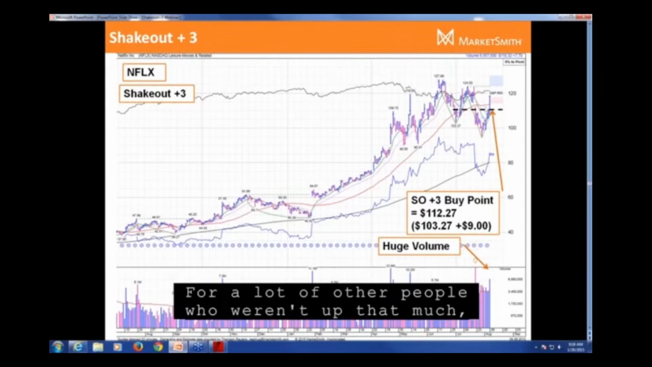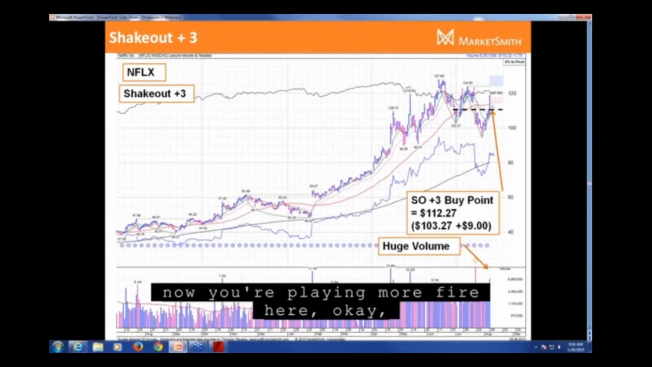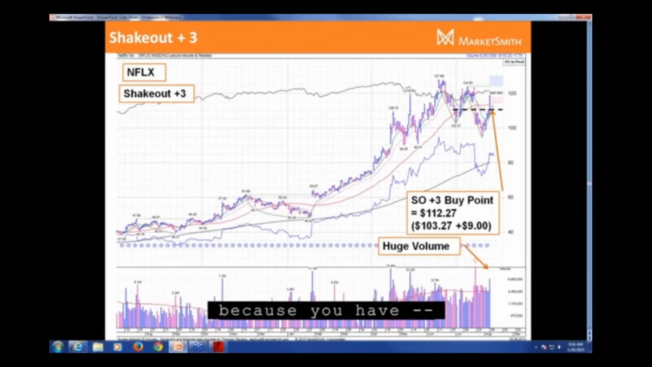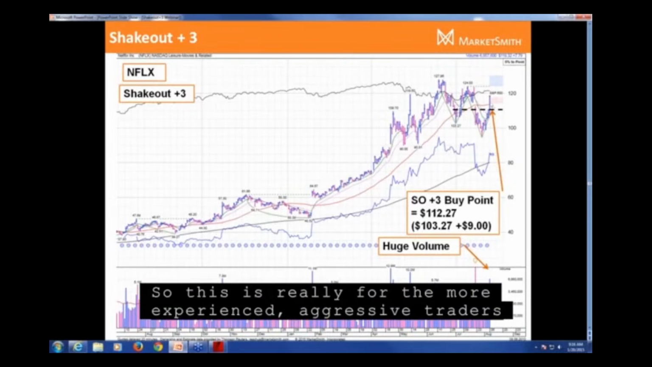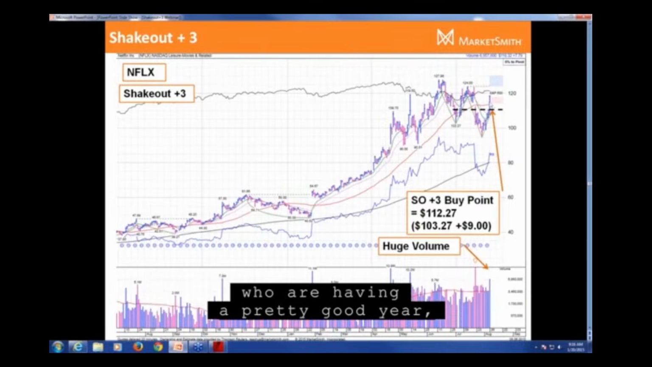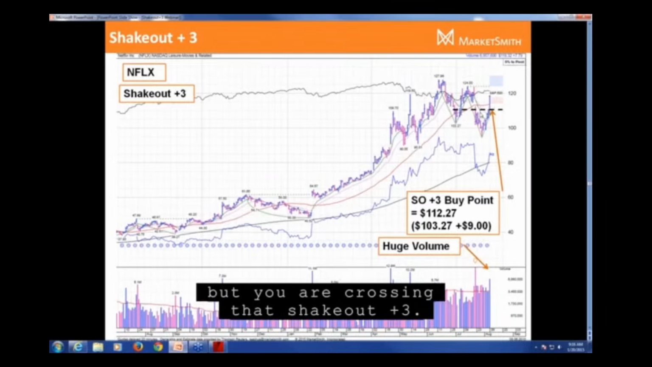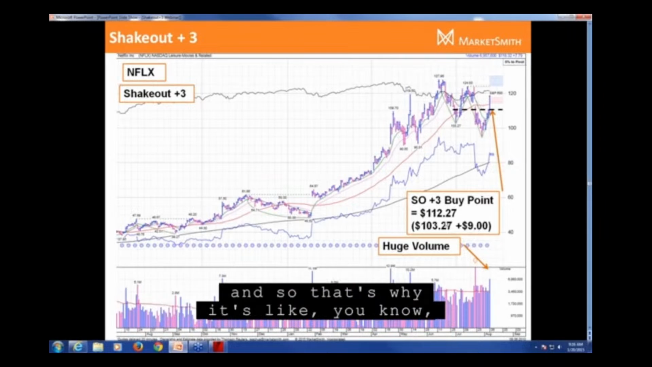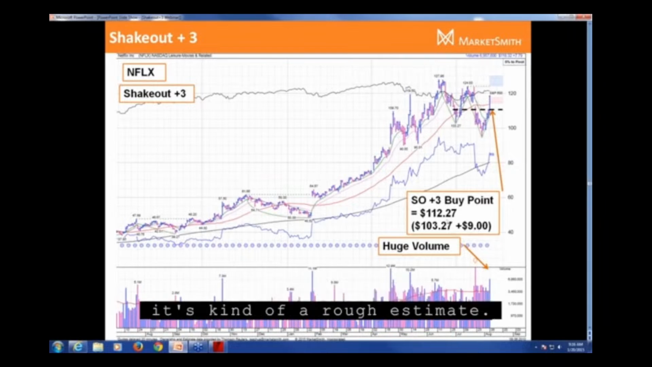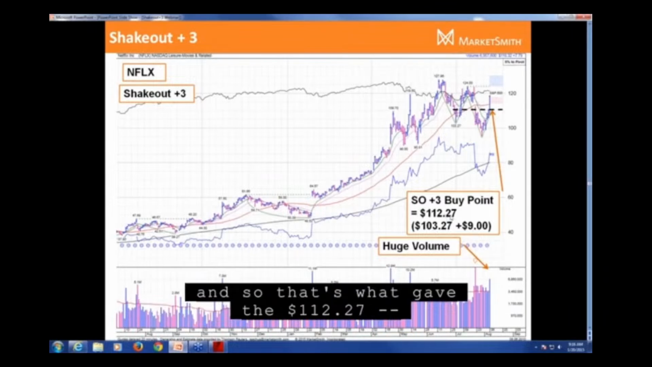For a lot of other people who weren't up that much, now you're playing more with fire here, okay? Because it's not at that standard buy point, but you're in a bad market. So this is really for the more experienced, aggressive traders who are having a pretty good year. But you are crossing that shakeout plus 3. So we use $9 at this point, and it's kind of a rough estimate. You could use $9, $10, and that's what gave the 112.27.